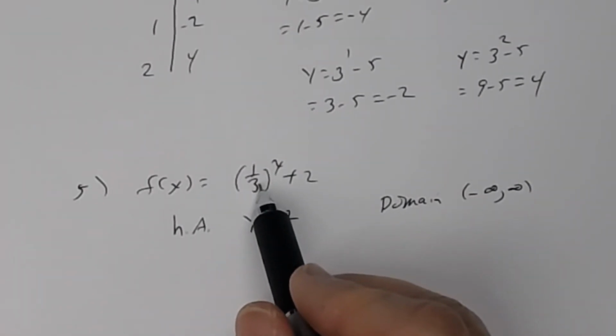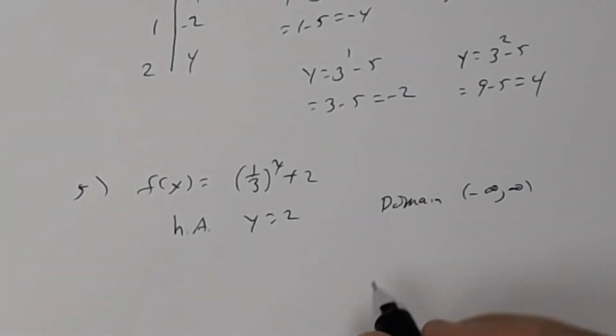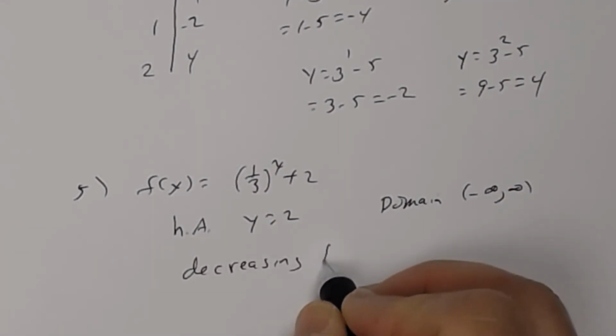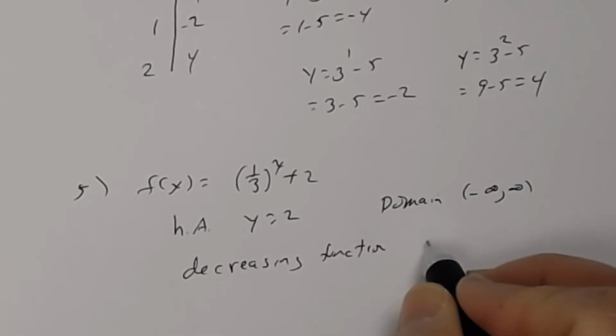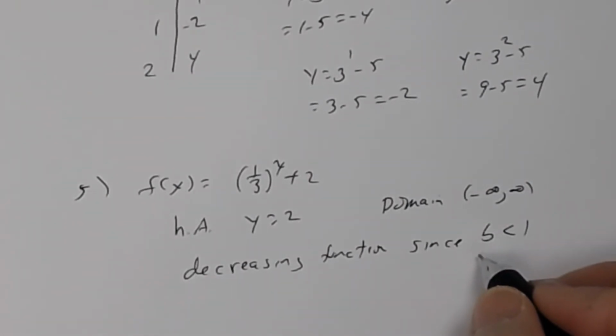You can tell me whether it's increasing or decreasing. Since the base is less than 1, 1/3 is less than 1, it will be decreasing. So this will be a decreasing function since the base is less than 1. Remember, the base here is 1/3.